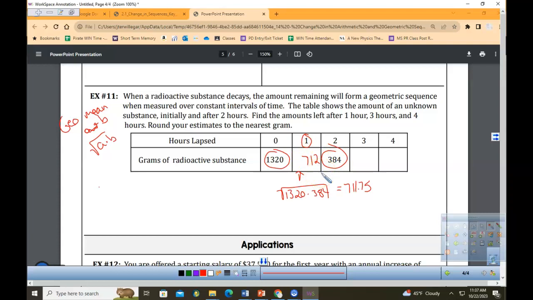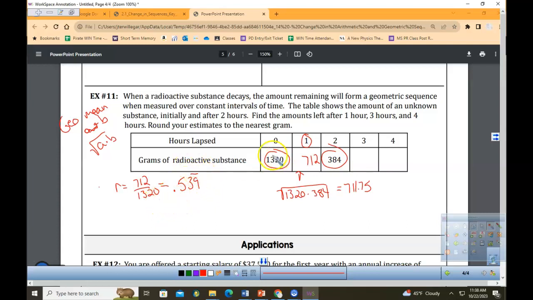So now I got that. That's good, because now I can find ratios. So now that I have that, I can find my R and other such. So now I'm going to find my ratio. So R equals 712 over 1320. Right? We just divide them. So I got 0.539 repeating. Okay?